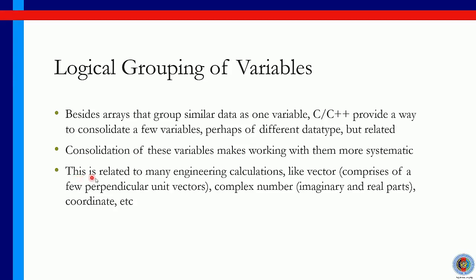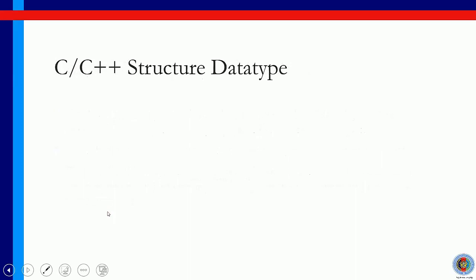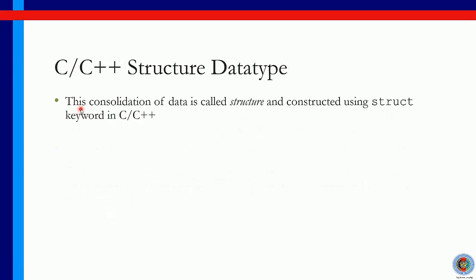This is actually related to many engineering entities that are involved in calculation, like vector that comprises a few unit vectors. So we combine the unit vectors together to become one entity that we call vector. Another example is complex number. The components are imaginary and real part, coordinate, and many more. In C++, this consolidation of data is called structure, and it is constructed using struct keyword.